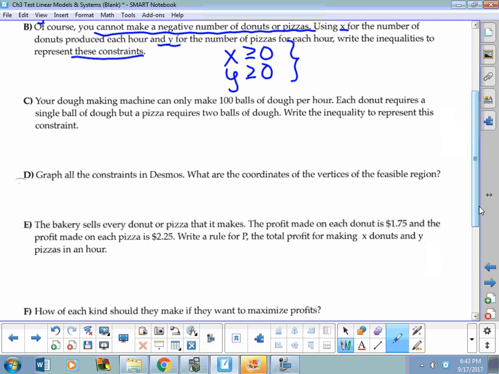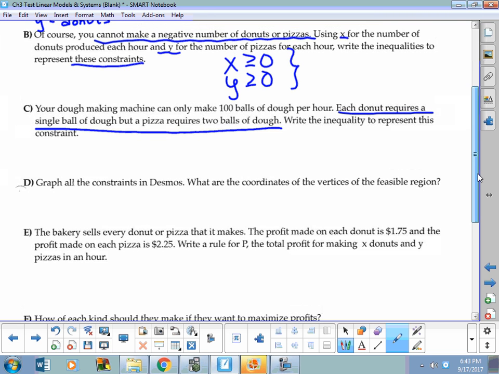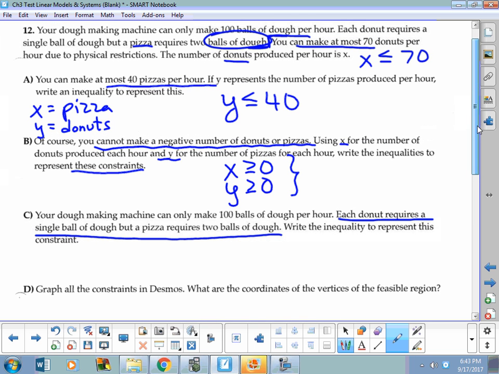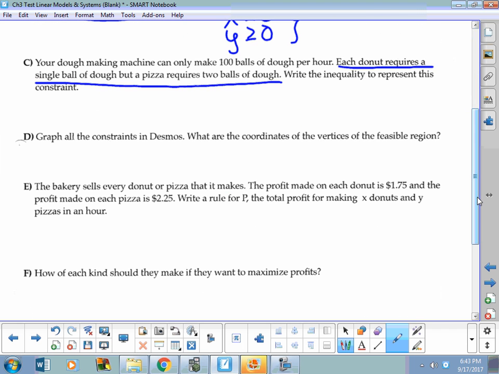All right, moving on. Your dough making machine can only make 100 balls of dough per hour. All right, this is important. Each donut requires a single ball of dough, but a pizza requires 2 balls of dough. That's repeated. That's the same thing that was written up here, so it seems pretty important. I wrote the same thing twice just to try to make it clear.